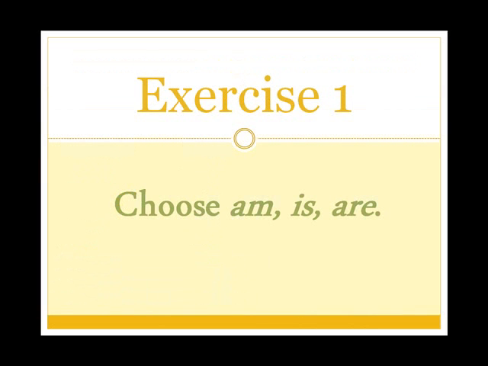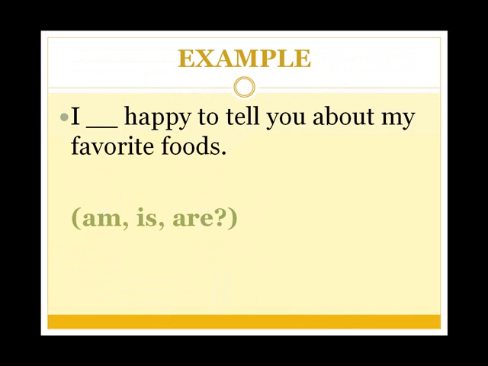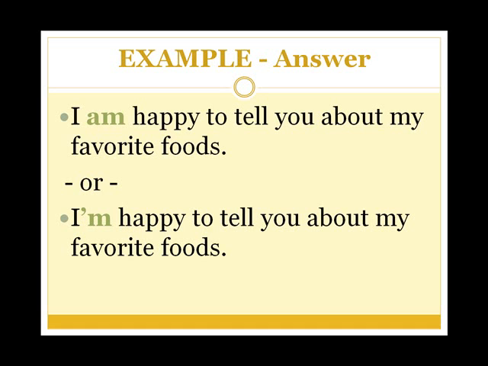Exercise 1. Choose am, is, or are. Example: we read the statement and we need a form of be. Which form goes after I? Listen and you'll hear the answer. I'm happy to tell you about my favorite foods. Answer: I am happy or I'm happy to tell you about my favorite foods.